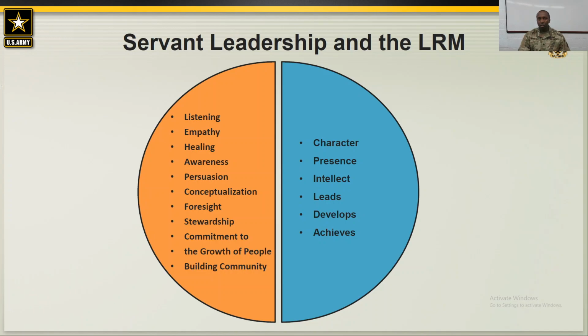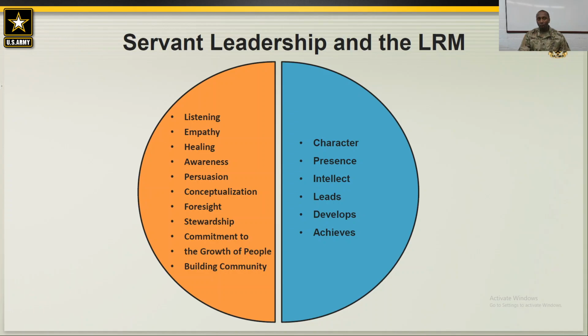Fifth, we have persuasion. Servant leaders rely on persuasion rather than positional authority in making decisions. Servant leaders seek to convince others rather than coerce compliance. This particular element offers one of the clearest distinctions between the traditional authoritarian model and that of servant leadership. Servant leaders are effective at building consensus within the group.